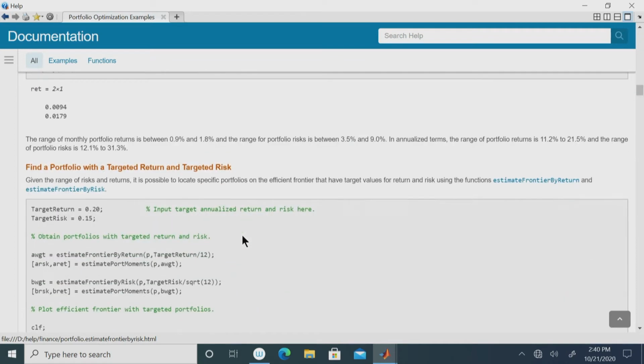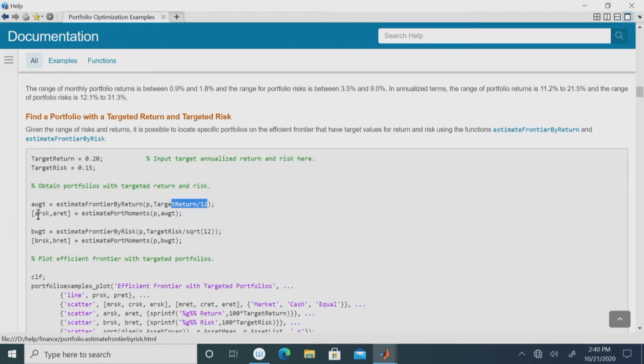So, for illustrative purposes we will input a target return of 0.2 or 20%, and this means that we want an expected return of 20%, and we will target the risk at 0.15. That means we are willing to accept up to 15% of the risk. So, what you do is that we will estimate the efficient frontier by return, and we will take the target return divided by 12. We will input the annualized target return and risk, and then we will convert this to the monthly return and risk, and so this gives us the estimated.